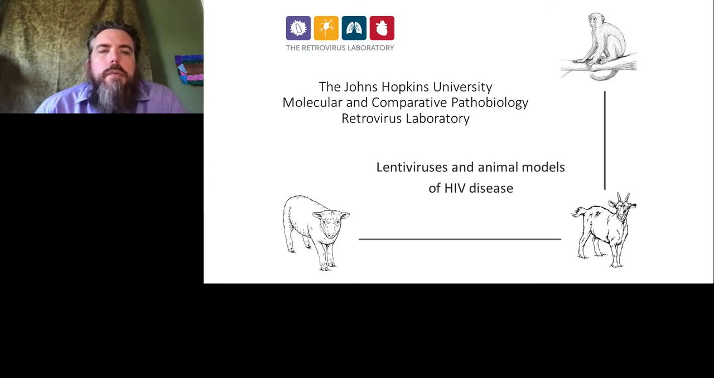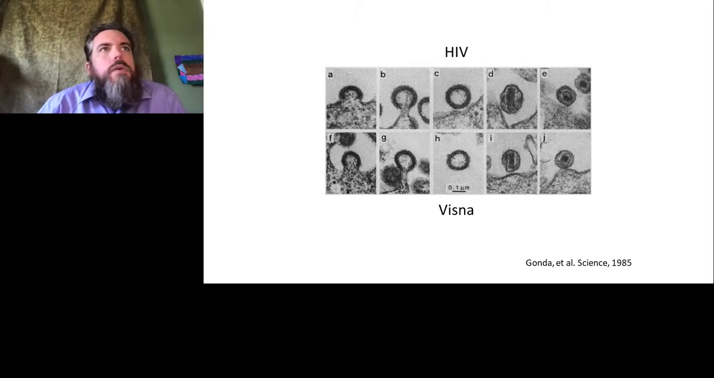And specifically back in the 1970s, some of my colleagues were studying animal models. They were studying lentiviruses that infect sheep and goats. And when HIV came on the scene in the early 1980s, it became clear that HIV was related to some of these lentiviruses. So I show you here an illustration from a Science paper that my former advisor published with Bob Gallo and some others back in 1985.